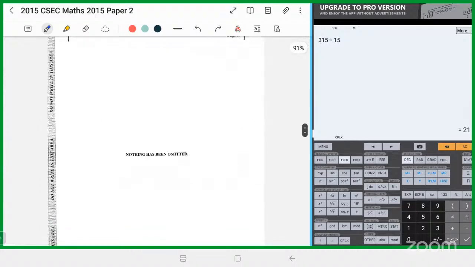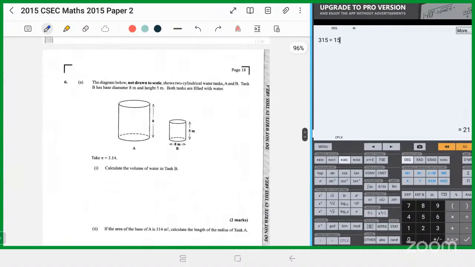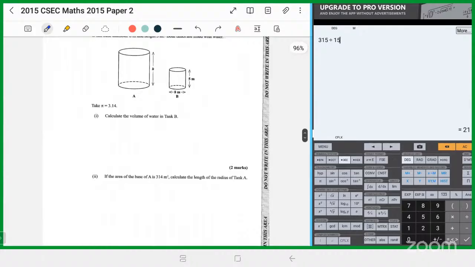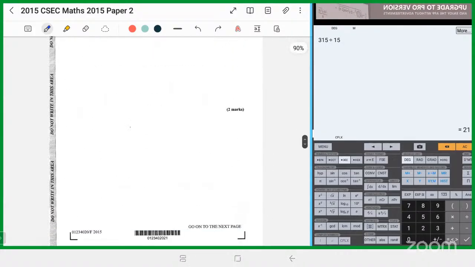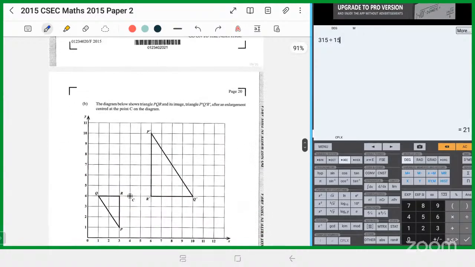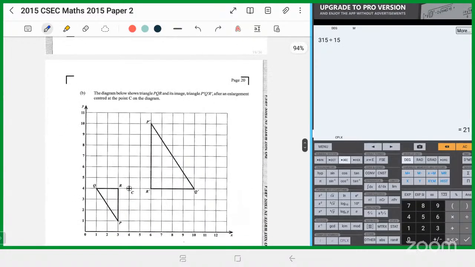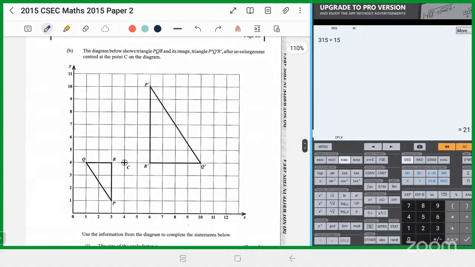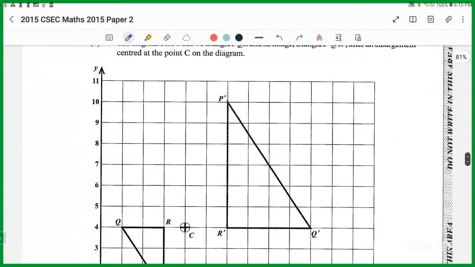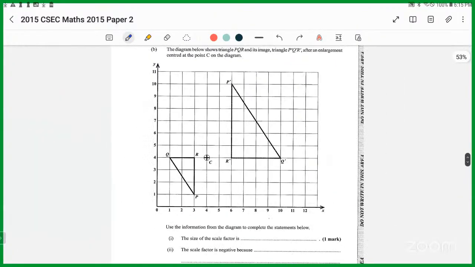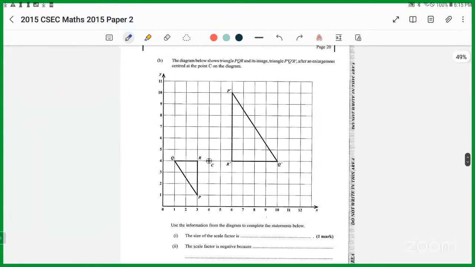And then I think the next question I'll do is number 9. Let me see. I don't think I gave you this one because this one is measurements. I'm gonna do this topic again after we finish trigonometry. But I gave you 6B right here, which is your transformation.